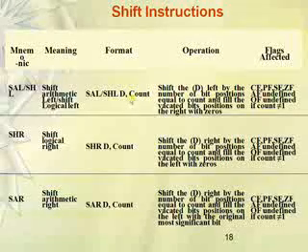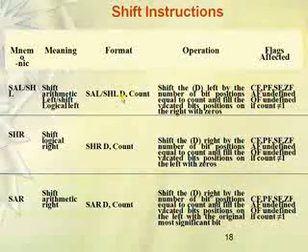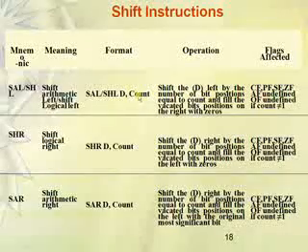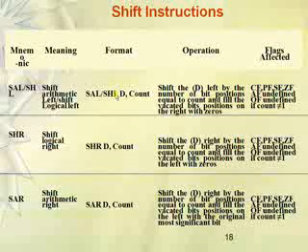Now if you want to shift this destination operand by 1 time, then you have to specify it with an immediate value. If you want to shift this destination operand more than 1 time, then you have to specify the count register. So initially we have to initialize the count register with the specific shift value, and that should be specified here.